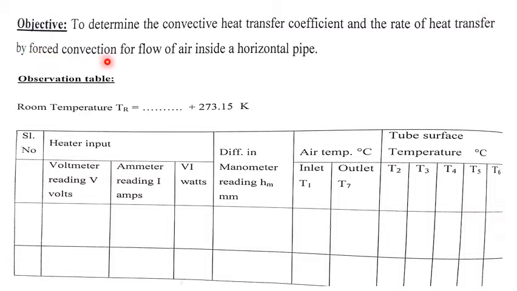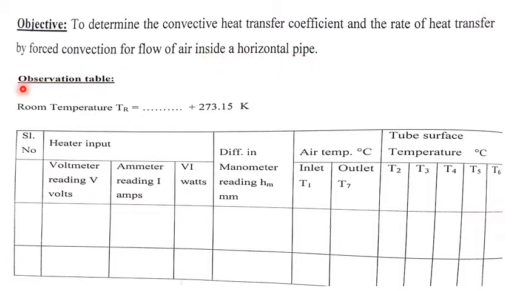So in our experiment, the blower blows the air inside a horizontal pipe. That air is heated with the help of a heater, and that heated air transfers its heat to the tube surface. That means here heat transfer takes place from the hot fluid to the solid surface.